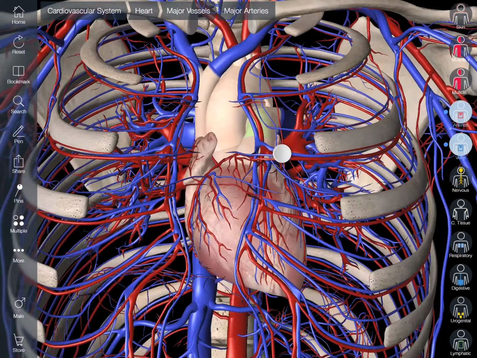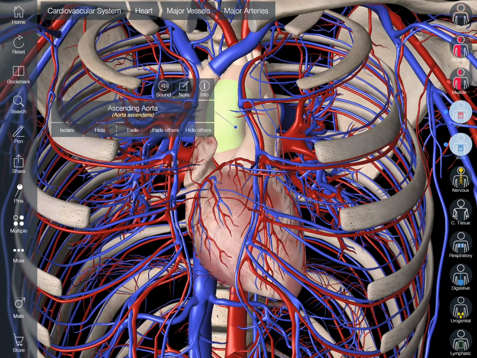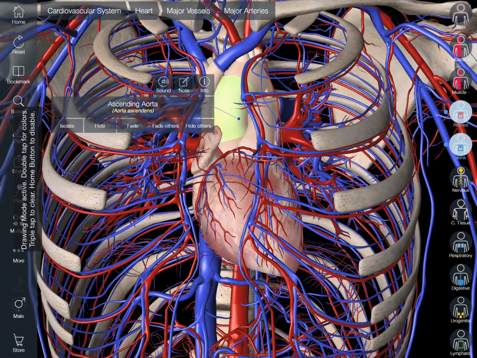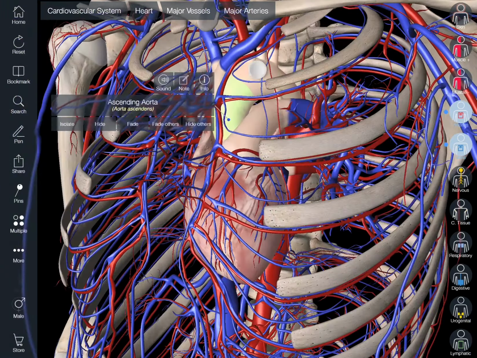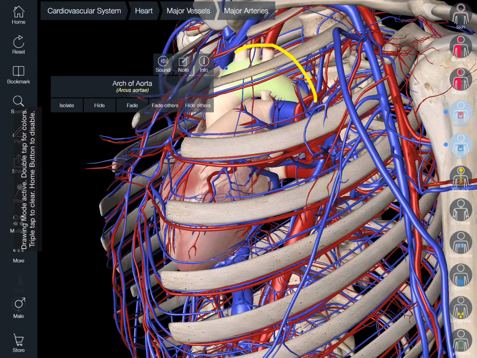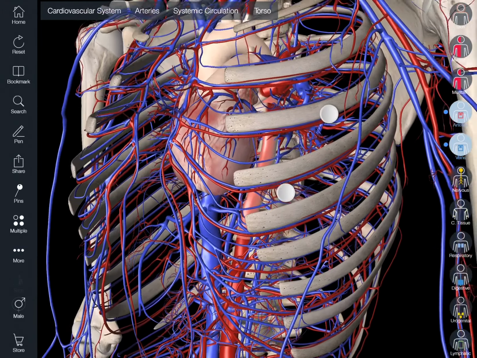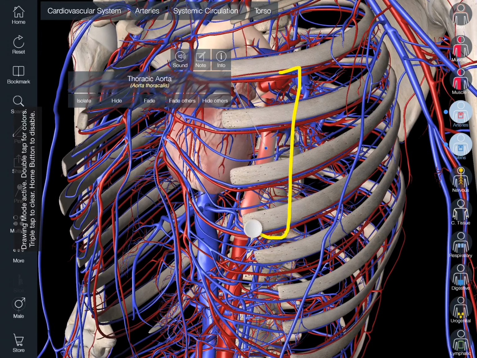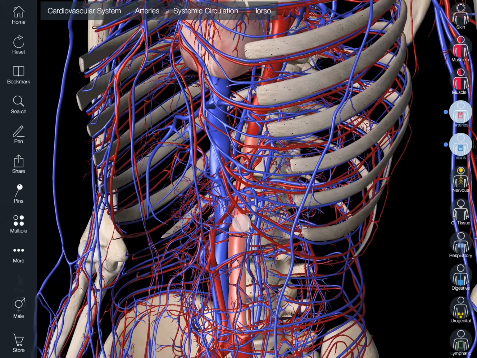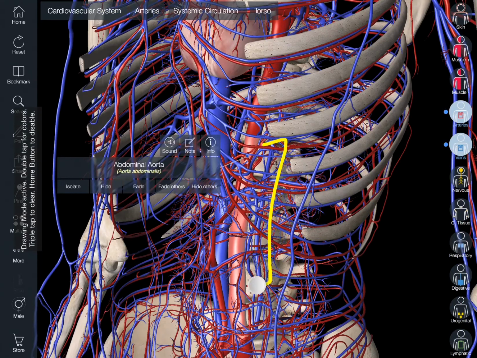Okay, so this is the aorta. Of course, it has got some parts. This is the ascending aorta because it's going upwards. It's called ascending. And this is the arch of aorta. It's arching like that. And then we've got the thoracic aorta. This is it, because it's situated in the thorax. And then we've got the abdominal aorta. This is the abdominal aorta because, again, it's situated in the abdomen.